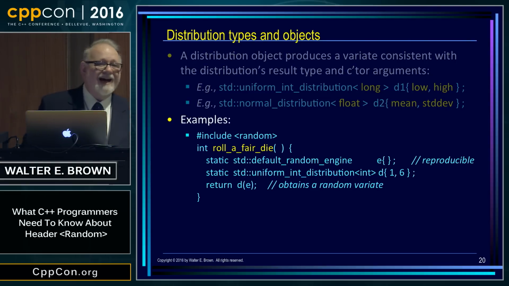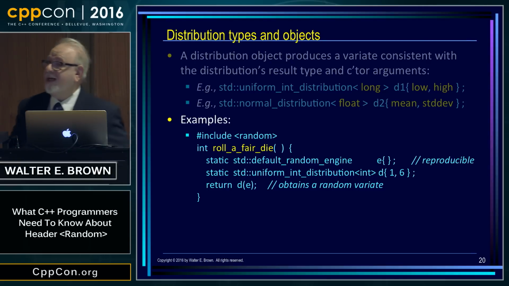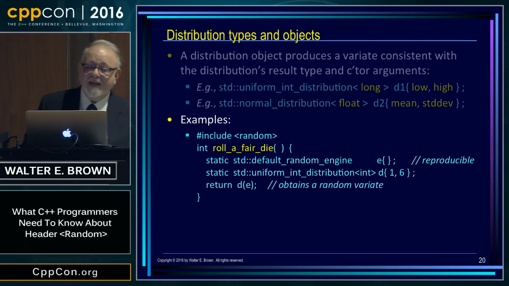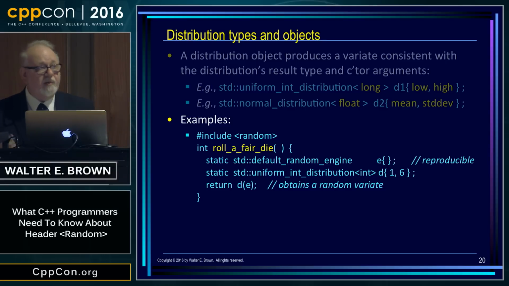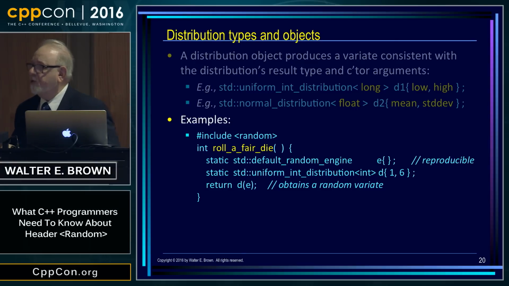So here's sort of the canonical example. It's very simple, and once you've seen this and understand it, you know at least 90% of what you need to know to make use of this header. So the idea is you roll a fair die. Of course, you include the header. I'm not going to bother doing that ever again. You need to instantiate an engine and a distribution.